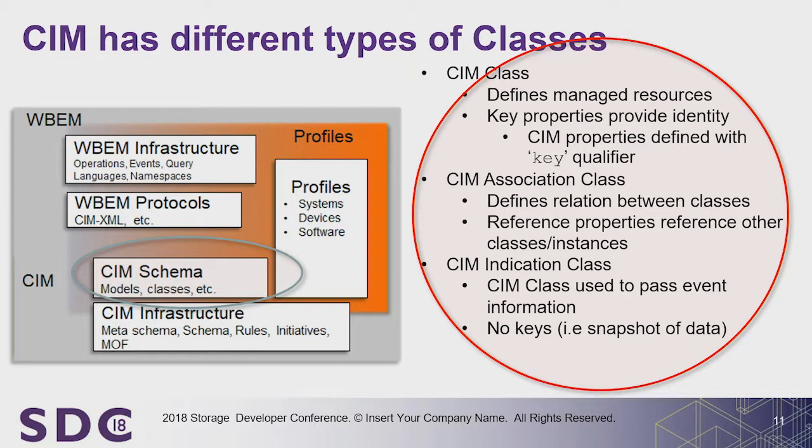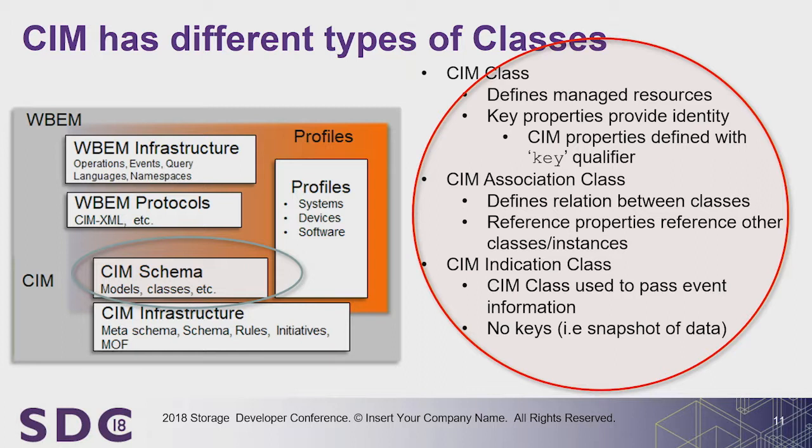SIM has different types of classes. The SIM class is the core. And in reality, everything is defined by the SIM class. So you've got the core SIM class, which has key properties, which allows you to identify the instances of that class. The collection of key properties is the name for an instance of that class.